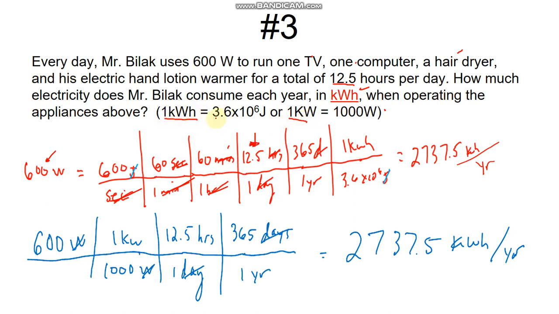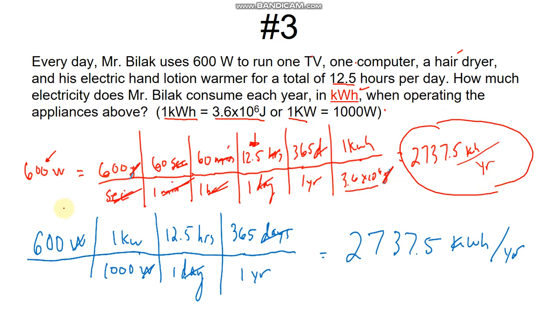1 kilowatt hour in 3.6 times 10 to the 6 joules. I know that this number has to go on the denominator because that joule has to cancel that joule out. Multiply across, divide by 3.6 times 10 to the 6, and this is how many kilowatt hours that Mr. Belak uses in a year to operate those appliances.